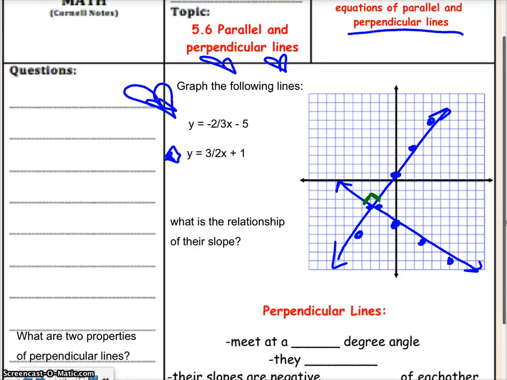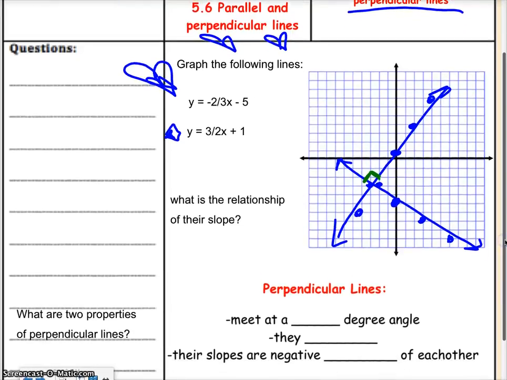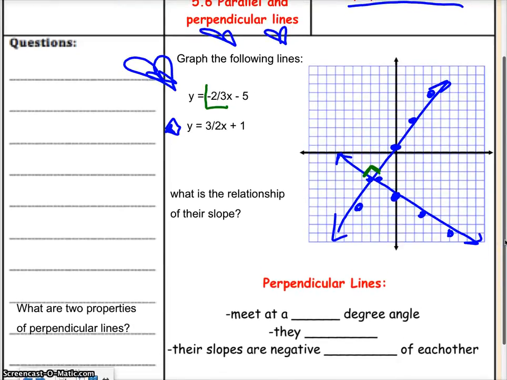What do you think the relationship of their slope is? You forgot that this was minus. That's how you got it. Okay, so what is the relationship? This slope is -2 over 3. This slope is +3 over 2. Is there a relationship between those two? I want you to keep that in your mind. You think no, you think yes, I will tell you soon.